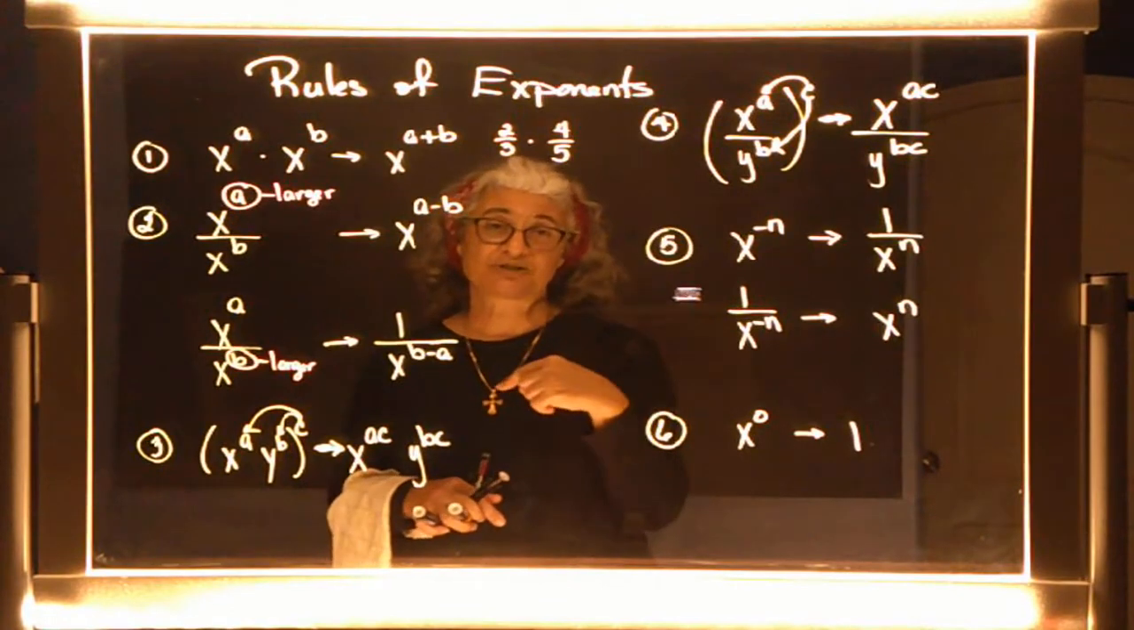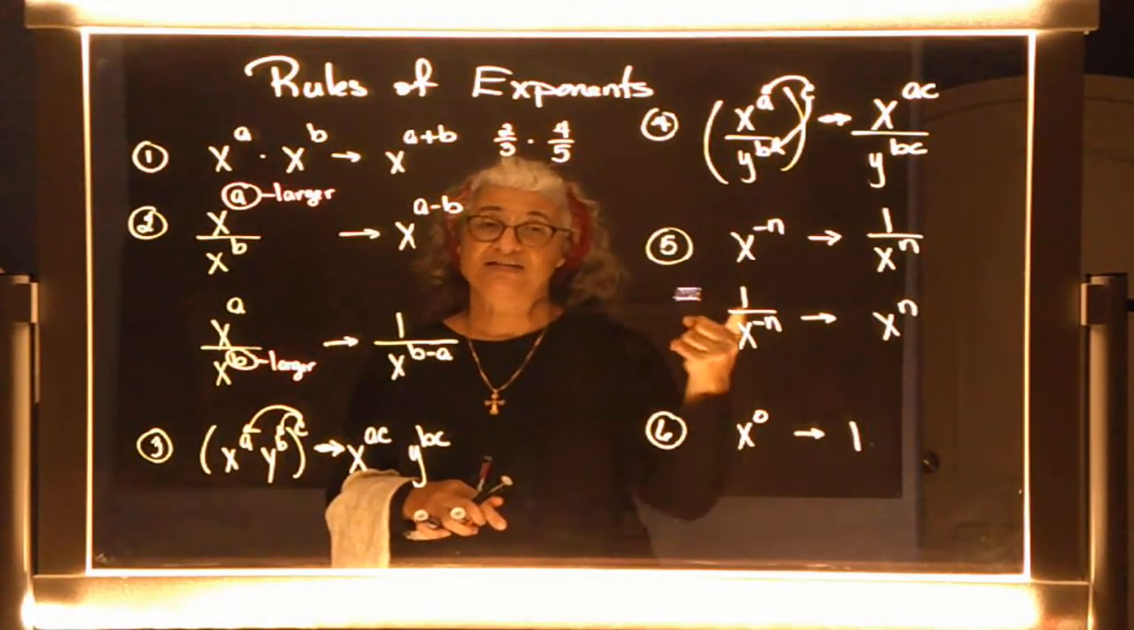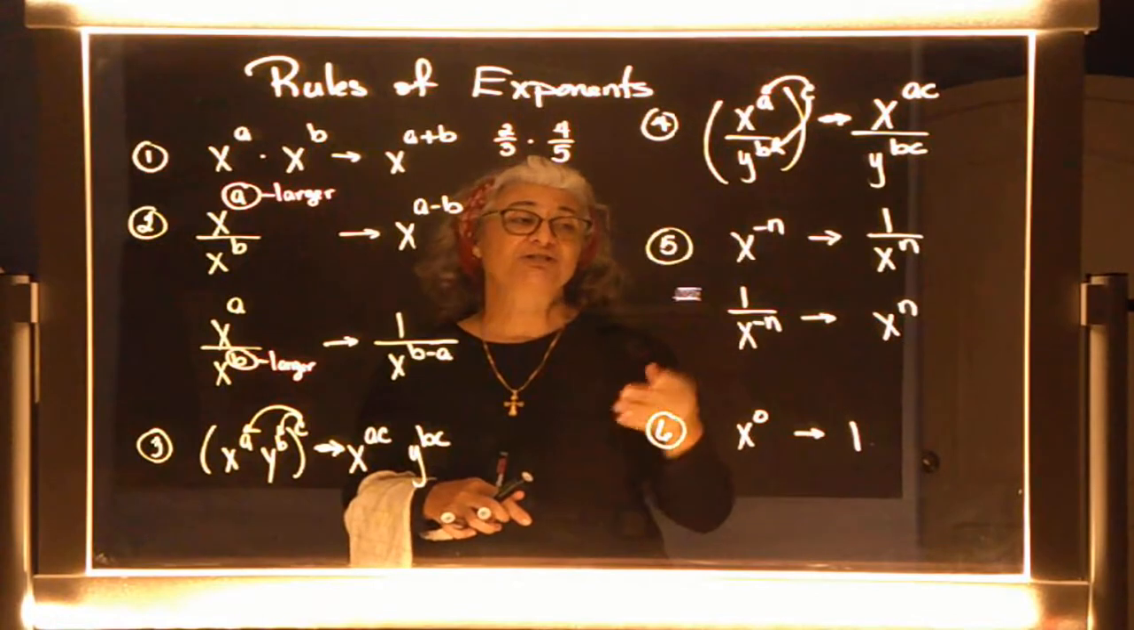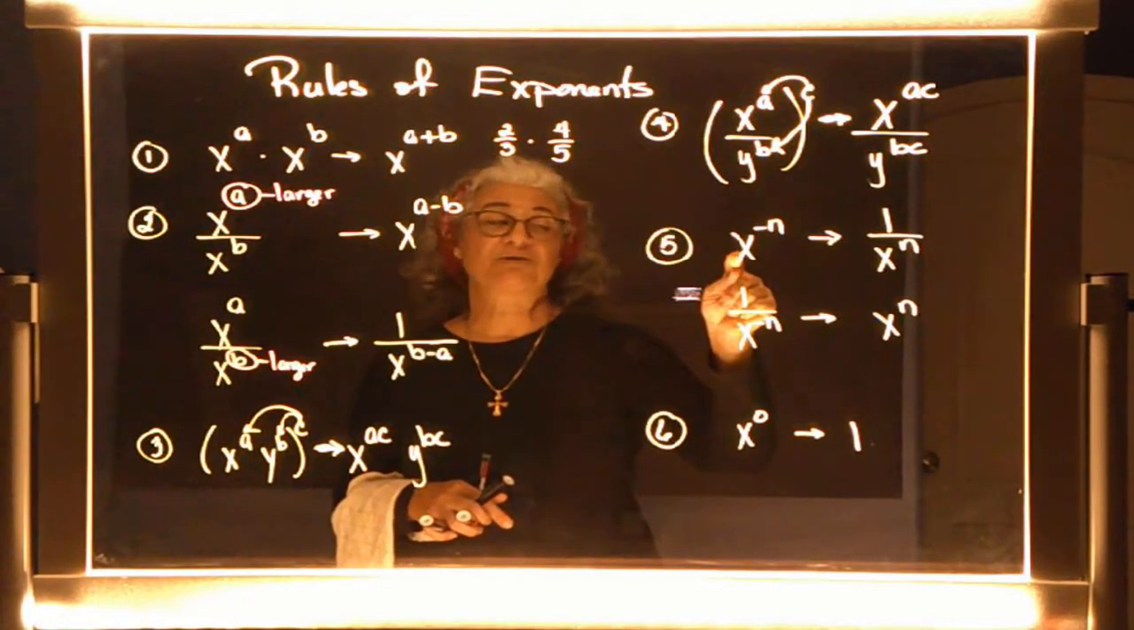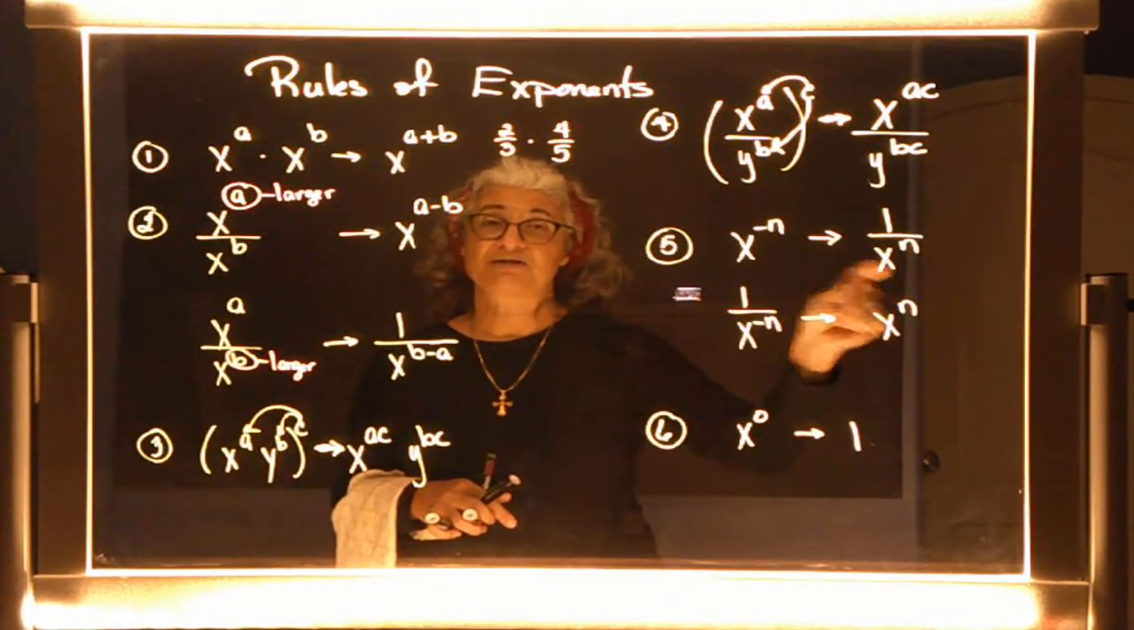Now, I put number 5 down as a refresher, right? Because we did a problem just a few minutes ago that involved negative exponents. So as a refresher, if your base has a negative exponent and your base is in the numerator, it's going to drop to the denominator.